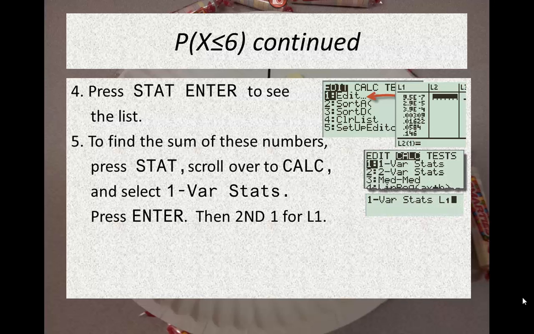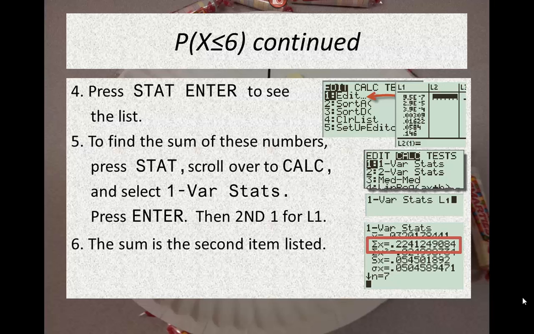To sum these numbers, press Stat and choose the Calc menu. Select 1-Var Stats, then press 2nd 1 for L1 and press Enter. The sum is the second item in the list. So the probability that no more than 6 nurses leave is 22.4%.